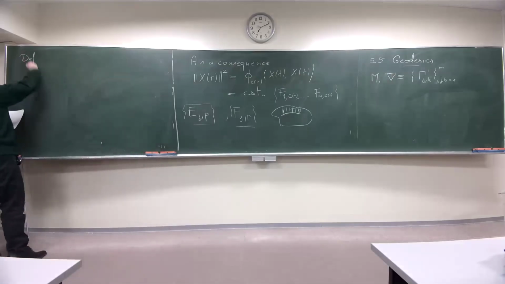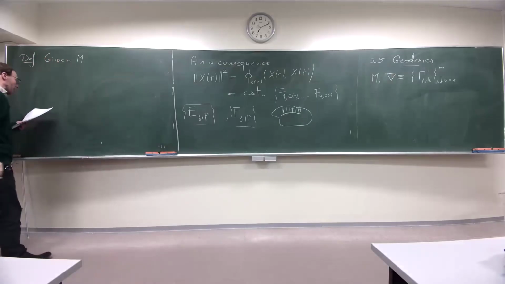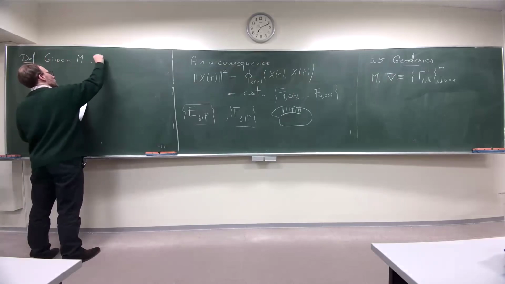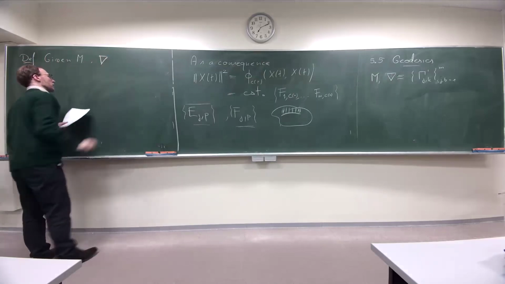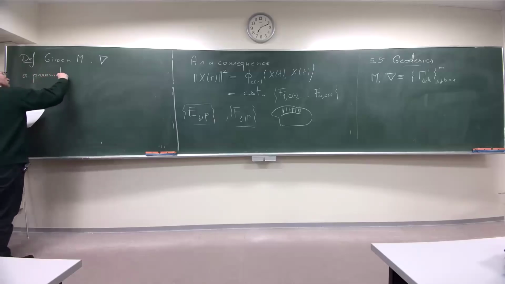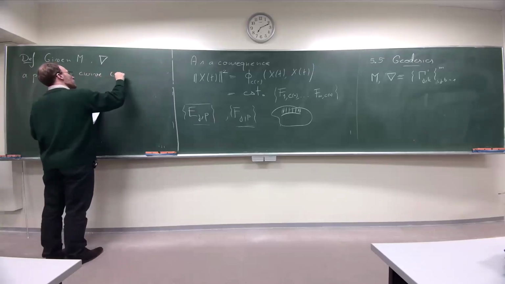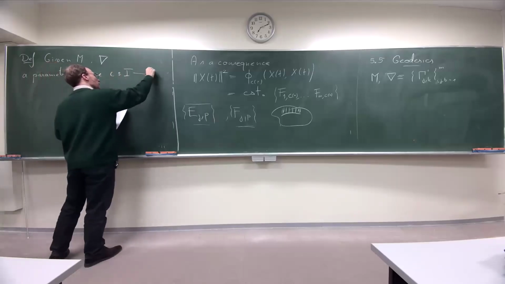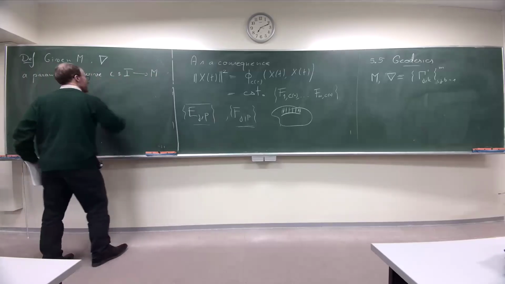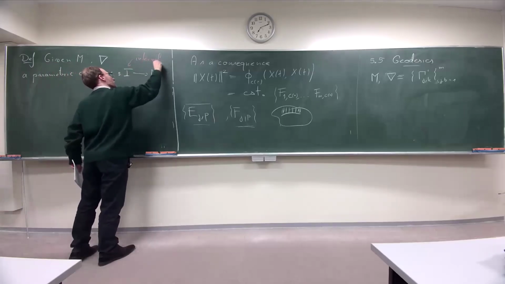Definition. So given, as I said, M a Riemannian manifold and nabla the connection, and a parametric curve c on an interval, let me just write I precisely because I don't want to have the question, is it open or closed? This is an interval of R.